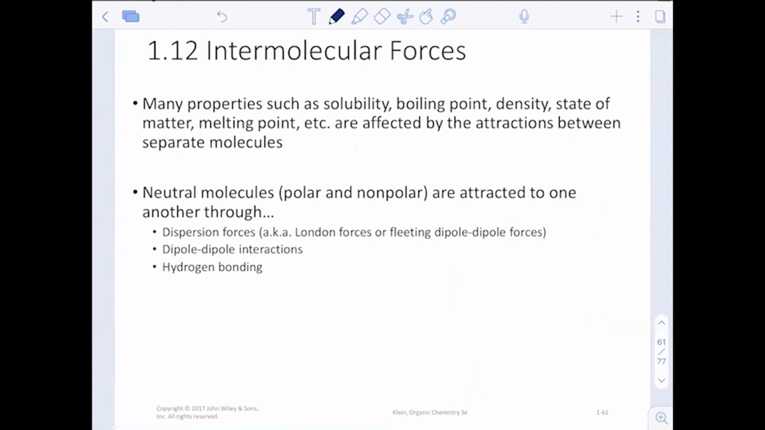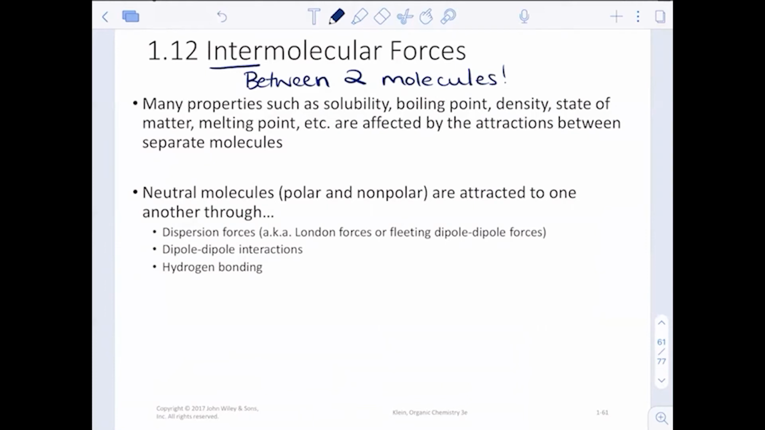Intermolecular forces we should have seen in the second semester of general chemistry, sometimes in the first, depending on where you look, but typically in the second semester. So this might be newer thoughts, maybe fresh in your mind. Solubility, boiling point, density, state of matter, things like that, they're all affected by the attractions of separate molecules. Now, thinking about intermolecular forces between two molecules, at least two. You can't just draw one molecule and try to find the intermolecular force. It's not going to happen.